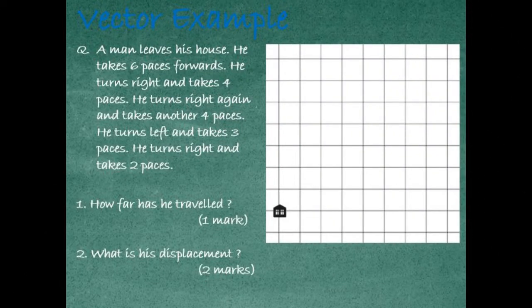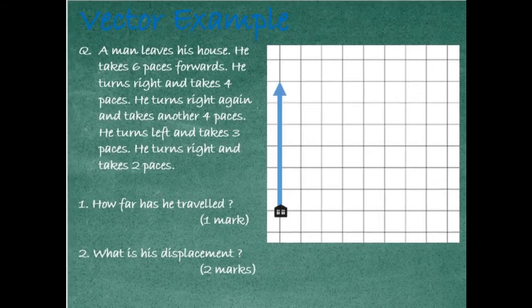Here's an example of vector addition. A man leaves his house, he takes 6 paces forward, he turns right and takes 4 paces. He turns right again and takes another 4 paces. He turns left, takes 3 paces, he turns right and takes another 2 paces.